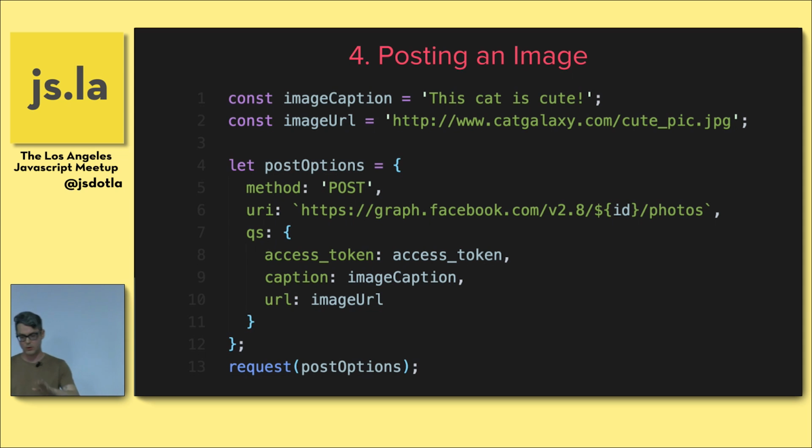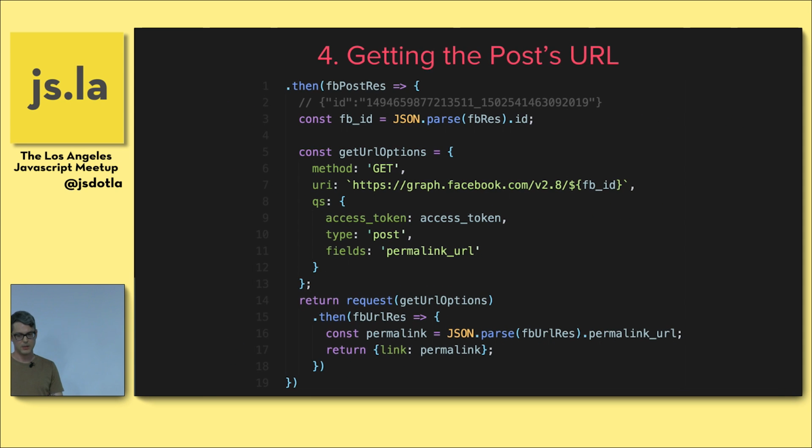And here it is. This is the code right below that request. Commented out is just an ID. So that's what you get back from an image post. And again, you parse that. Then you have to make another request to the graph object route. So we take the ID from the post that we just created, and then we hit the graph object endpoint with it, indicate that it's a post, and we want the permalink URL. We send off that request, parse, and then send the link back. So that's how we would upload an image.